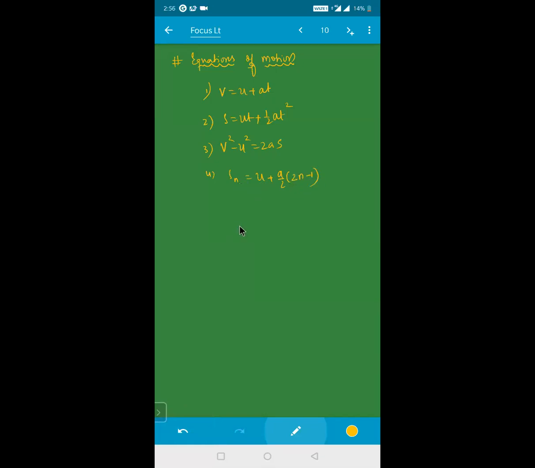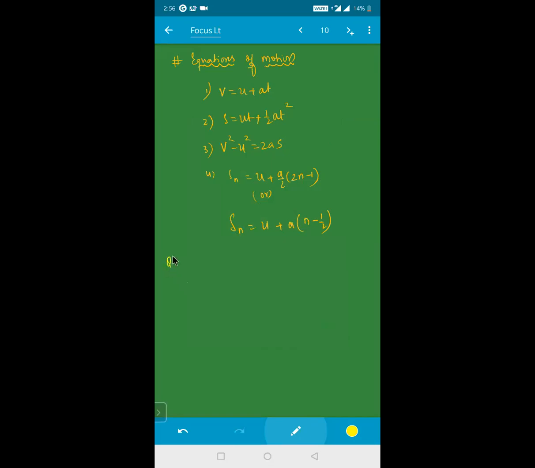When would you take n minus 1? I can even write S nth equals u plus a into n minus 1 by 2. If I take the 2 out, the 2 should be multiplied with n. So these are the basic kinematic equations which you should remember for doing the numericals. Clear?